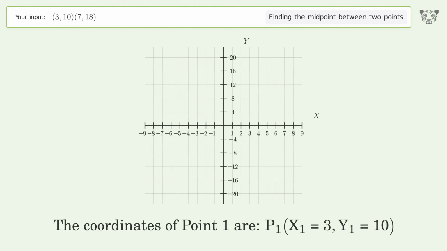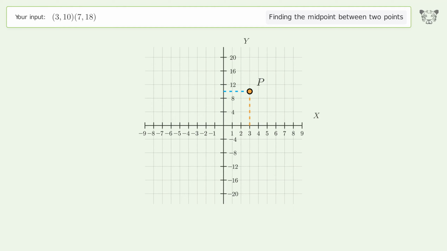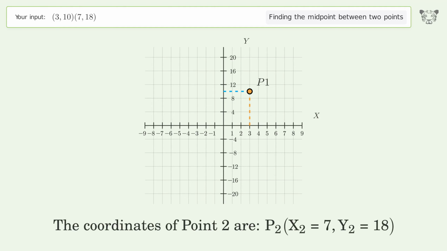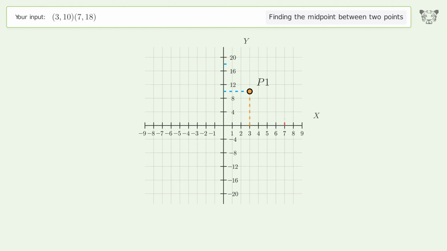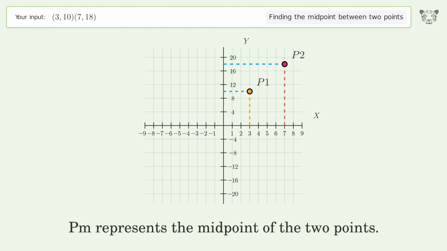The coordinates of point 1 are, x1 equals 3, y1 equals 10. The coordinates of point 2 are, x2 equals 7, y2 equals 18. PM represents the midpoint of the 2 points.